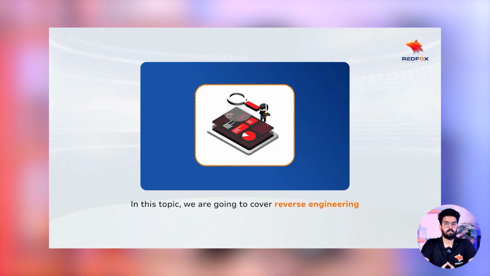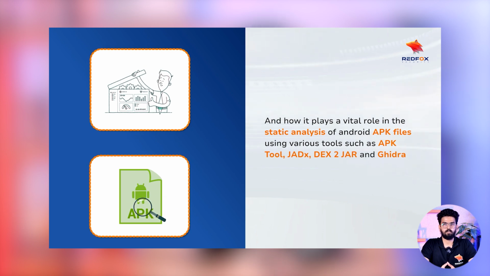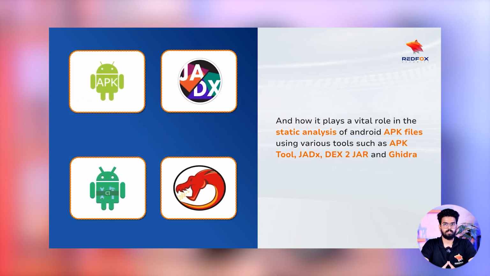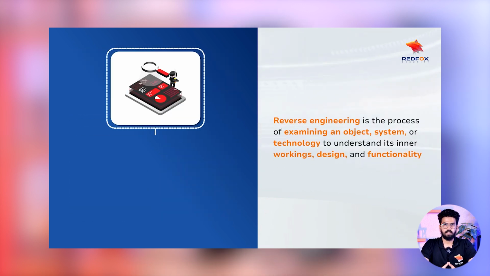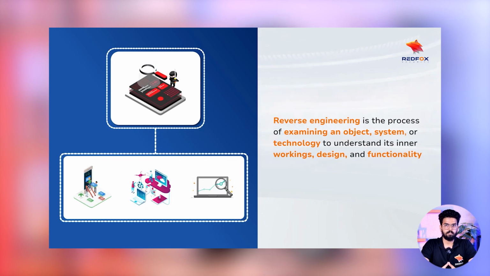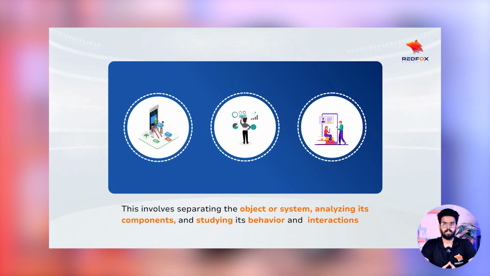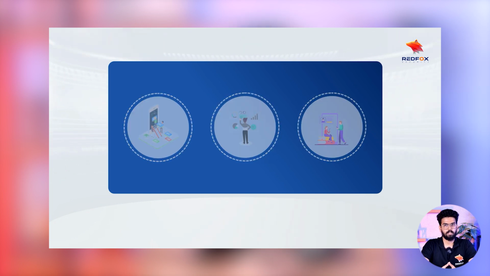Reverse engineering. In this topic, we are going to cover reverse engineering and how it plays a vital role in the static analysis of Android APK files using various tools such as APK Tool, JADX, Dex2Jar, and Ghidra. Reverse engineering is the process of examining an object, system, or technology to understand its inner workings, design, and functionality. This involves separating the object or system, analyzing its components, and studying its behavior and interactions.